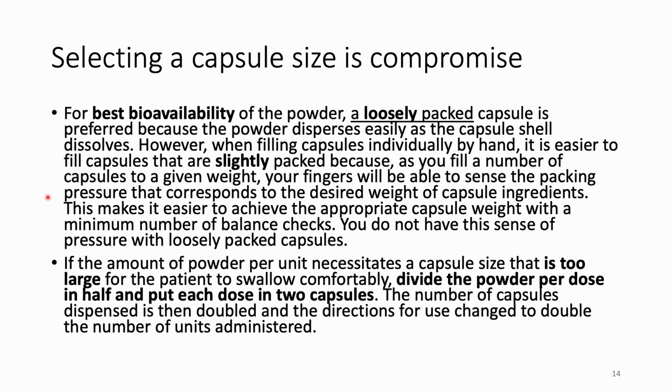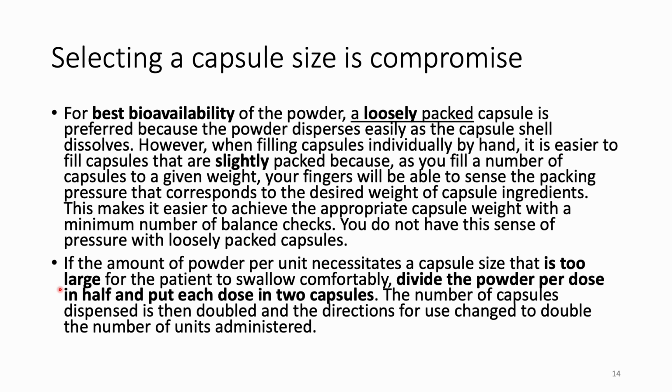This makes it easier to achieve the appropriate capsule weight with a minimum number of balance checks. You do not have this sense of pressure with a loosely packed capsule. If the amount of powder per unit necessitates a capsule size that is too large for the patient to swallow comfortably, divide the powder per dose in half and put each dose in 2 capsules.